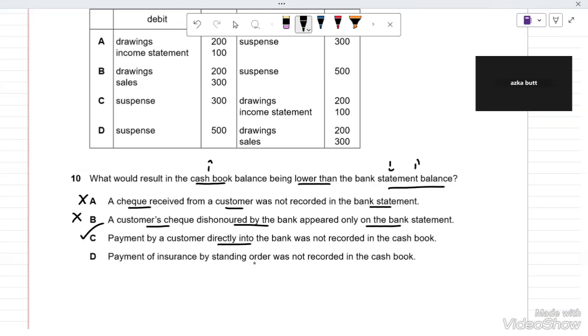Payment of insurance by a standing order was not recorded in the cash book. If it is not recorded, then a standing order means that the same amount is deducted from the cash book. So here again the cash book balance is not lower than the bank statement balance. So D option is not the right option. C seems to be the right option.